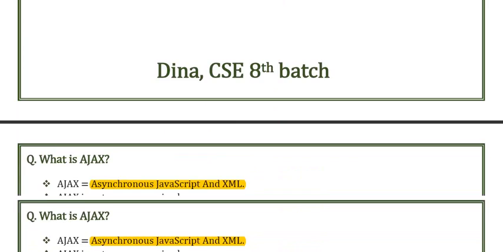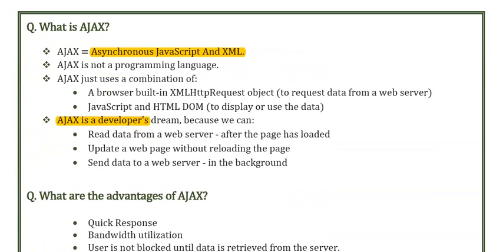Hello everyone. Today we will discuss Ajax in the web programming section. What is Ajax? Ajax stands for Asynchronous JavaScript and XML. It means that it is a combination of JavaScript and XML. Ajax is not a programming language.